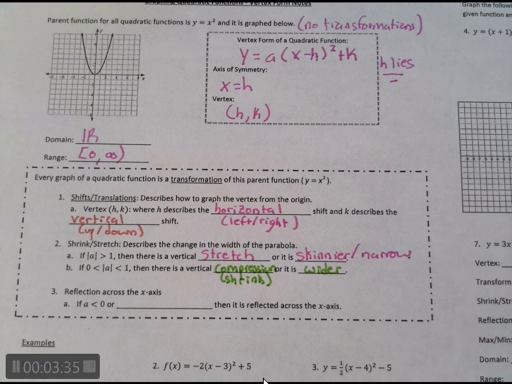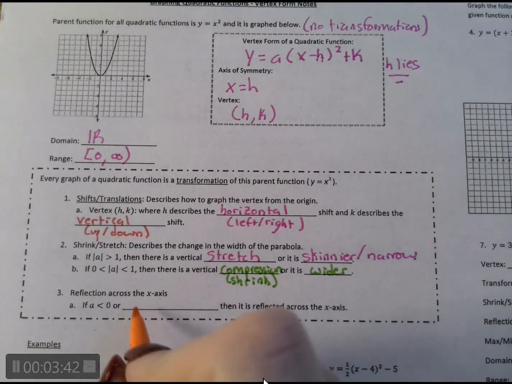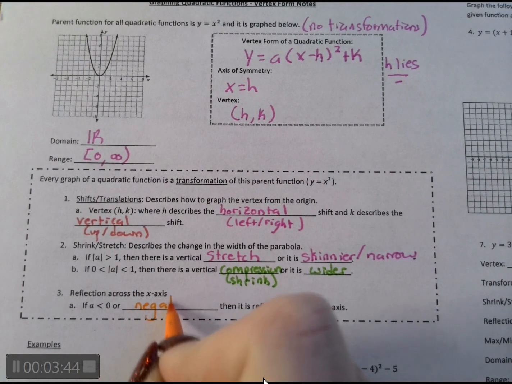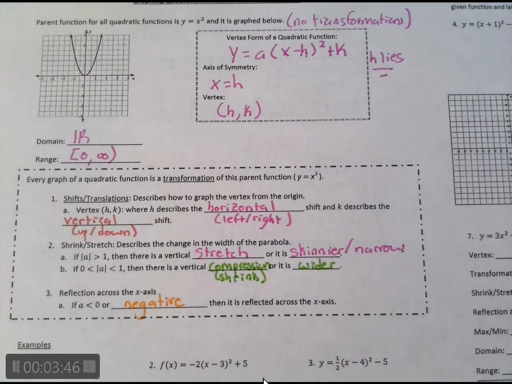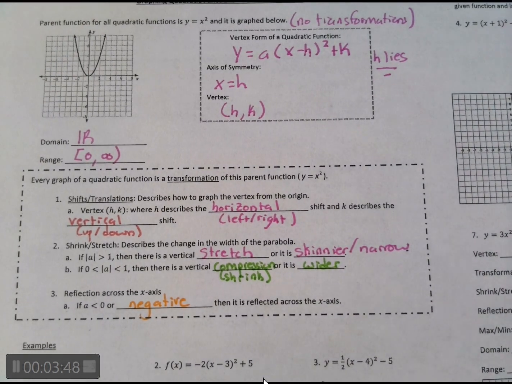And reflection across the x-axis, which we've talked about. If a is less than 0, or negative, then it is reflected across the x-axis.